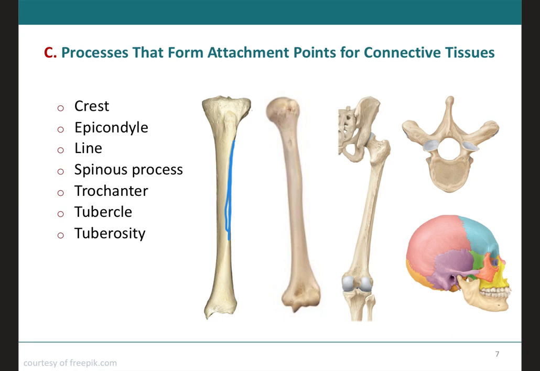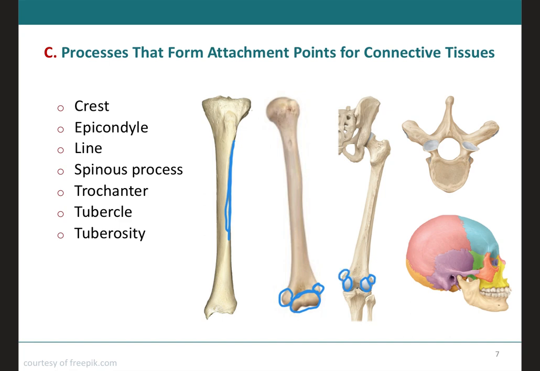Then we have the epicondyle. Epi just means that it's on top of a condyle. So if this is a smooth articulating surface, which is a condyle, these bumps will be the epicondyles. Same thing here. This is your condyle, a smooth, round articulating surface. On top of it, these bumps are going to be the epicondyles.